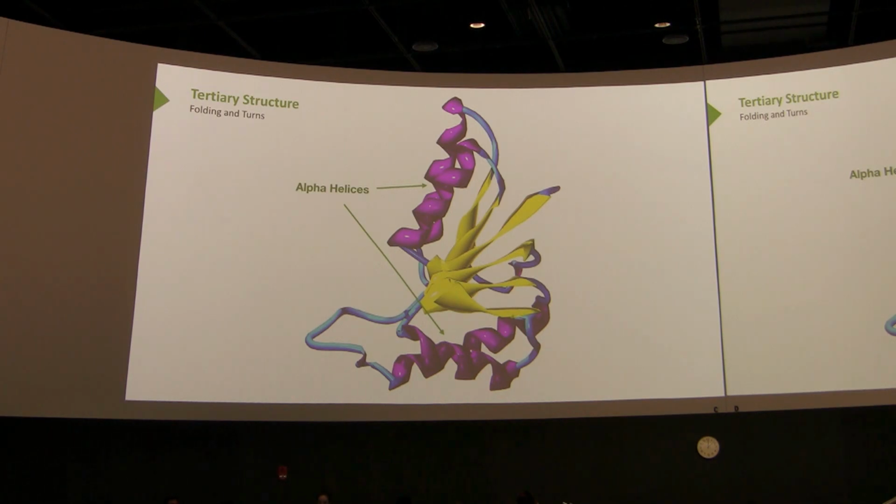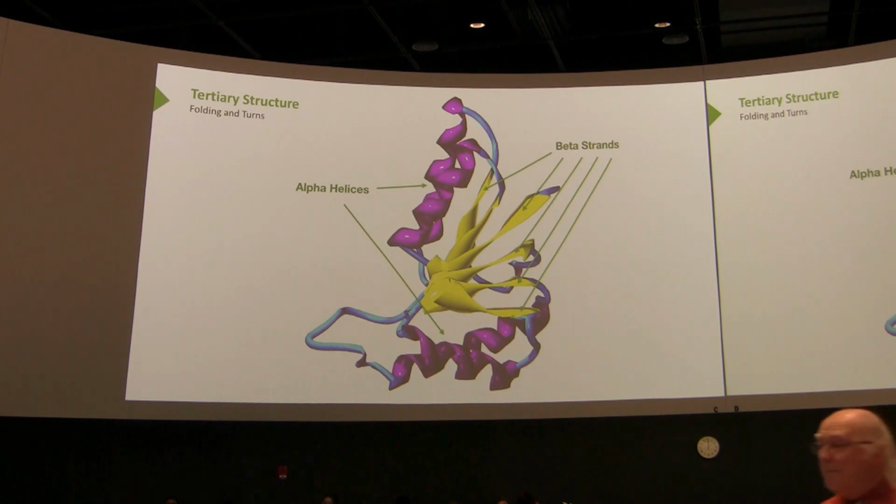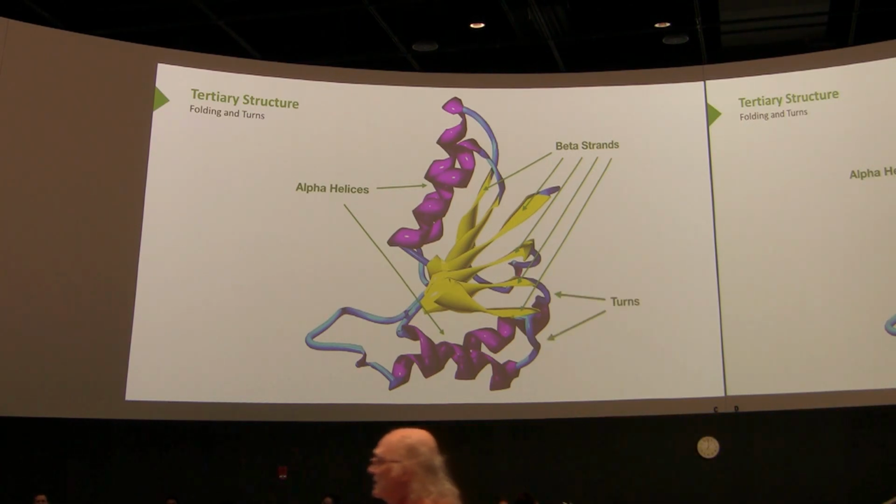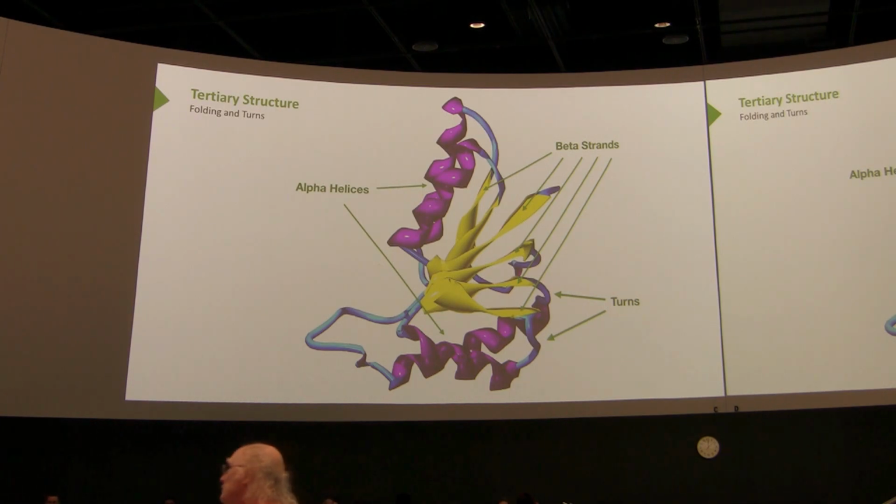We can see in this protein that it has some alpha helices. The alpha helices, of course, are shown in purple. We see it has some beta strands located within it, shown here in yellow. And we see that those strands are oriented in a sort of a sheet-like fashion. We also see turns. You see some turns down there at the lower right, and those turns are relatively short regions that are causing a change in direction.